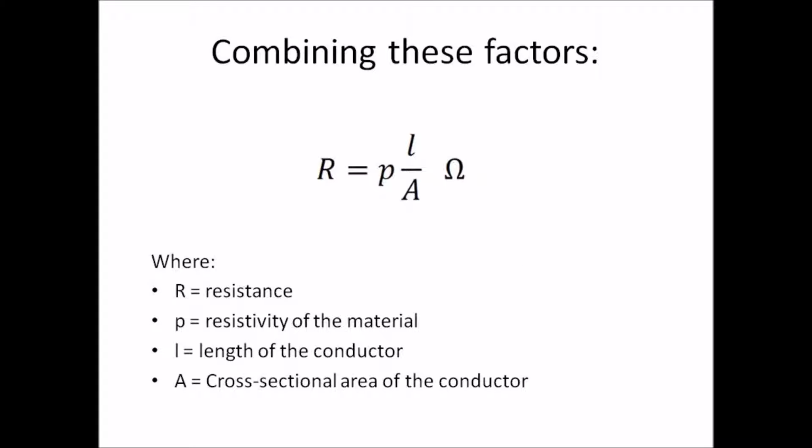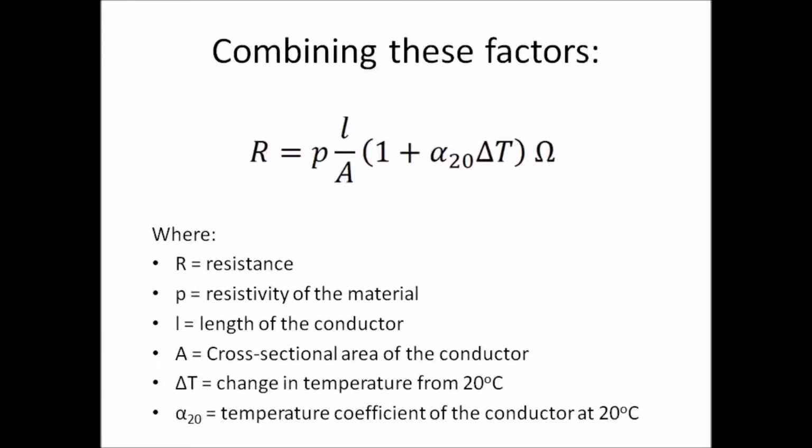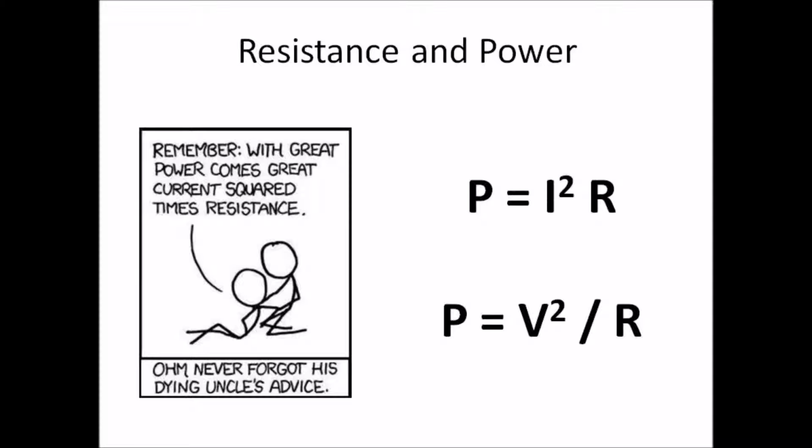Combining these factors, we find that resistance is equal to the resistivity of the material multiplied by the length over the cross-sectional area. If there has been a change in temperature, this is also multiplied by 1 plus the temperature coefficient of the material multiplied by the change in temperature from 20 degrees Celsius. If we happen to know the power within a circuit and also the current or the voltage, it is possible to calculate the resistance simply by rearranging one of the power formulas.